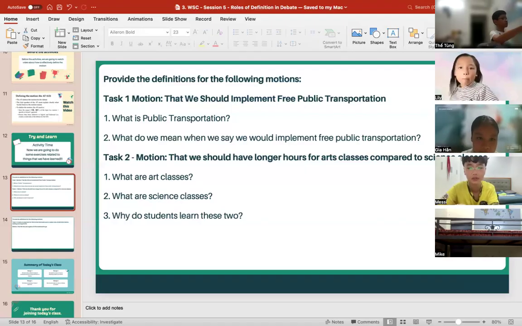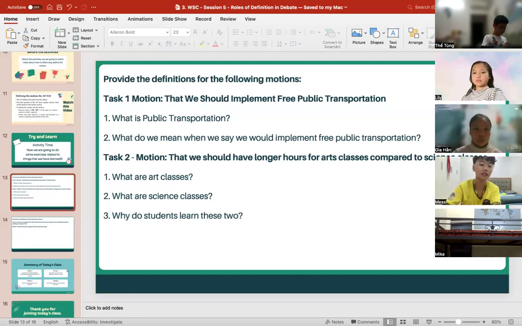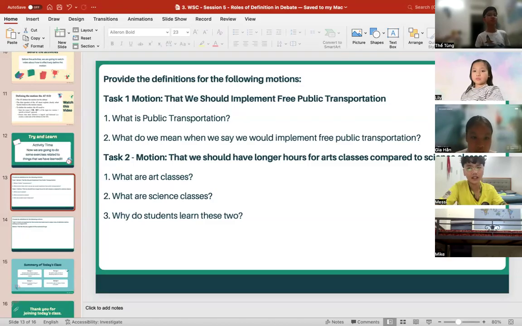So can you answer question number 2? So I think what we mean when we say implement free public transportation is we just give away free public transportation like that. Okay, yeah, with no money, right? Okay. Excellent. So your answer is simple, but it is acceptable.